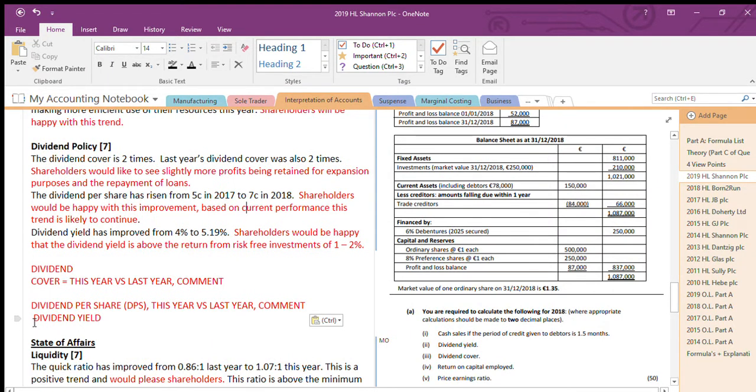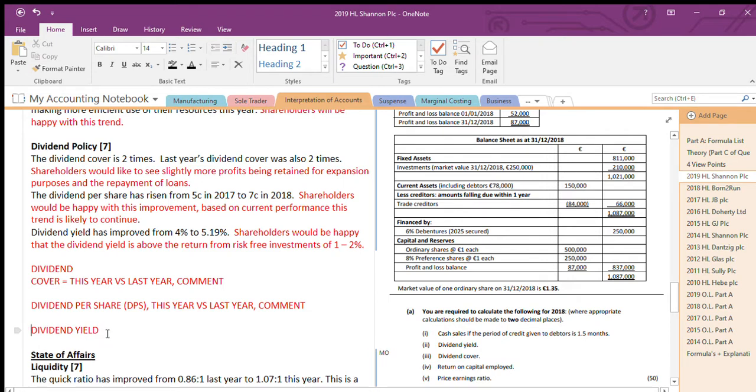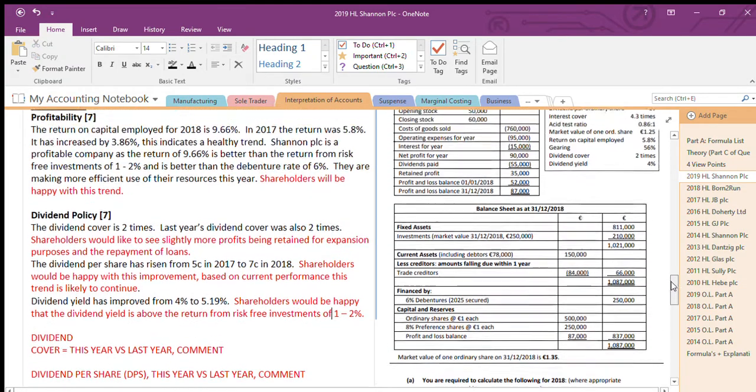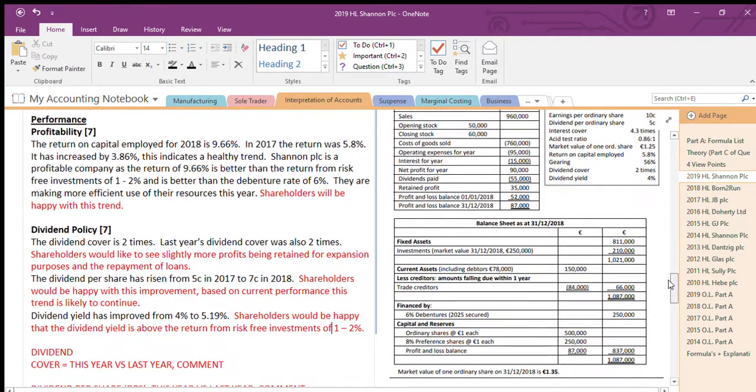Again, what am I doing? This is my third one. I'm stating this year versus last year. Shareholders will be happy the dividend yield is above the return from risk-free investment of 1 to 2%. And again, this is just my general comment. And if the ratio is bad, if it was going down, if this year went down to 1%, I'd be saying that I'm disappointed with the trend and disappointed that it's not above the return from risk-free investment. These two paragraphs are what you'll be writing for profitability and dividend policy.